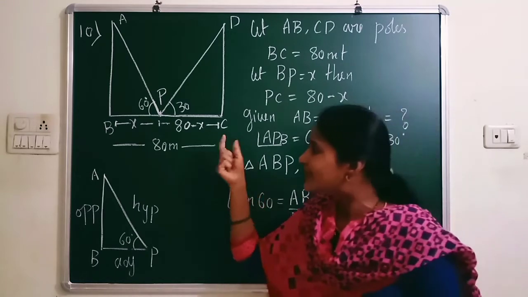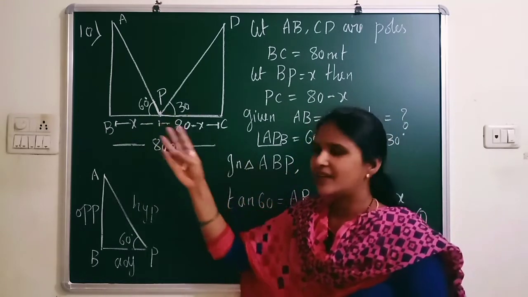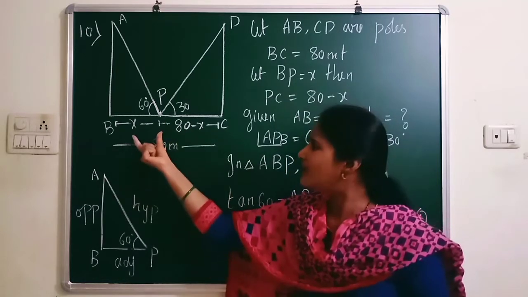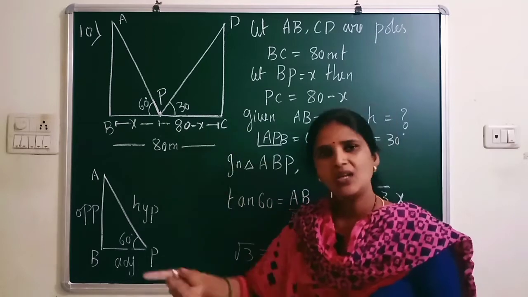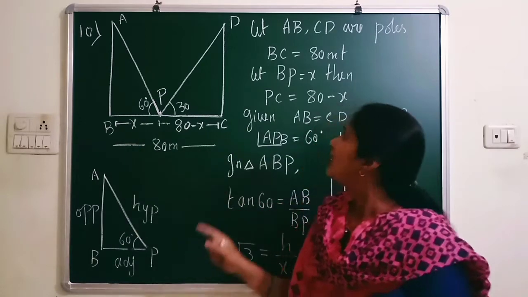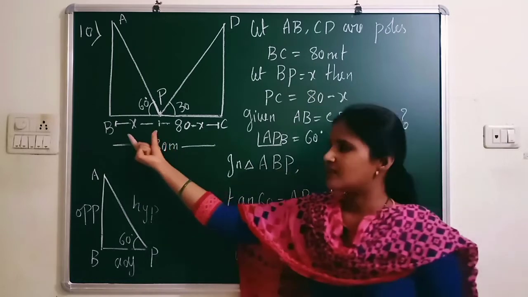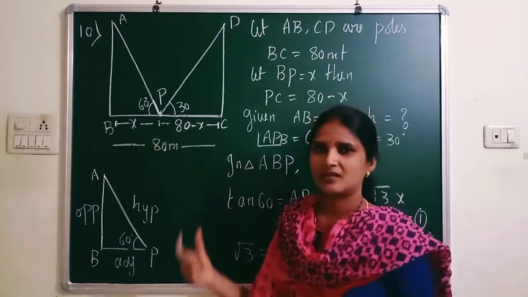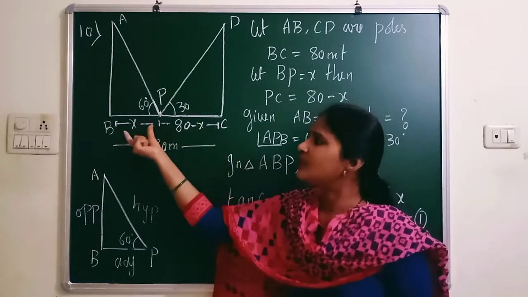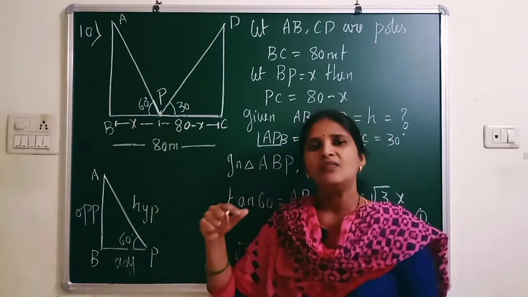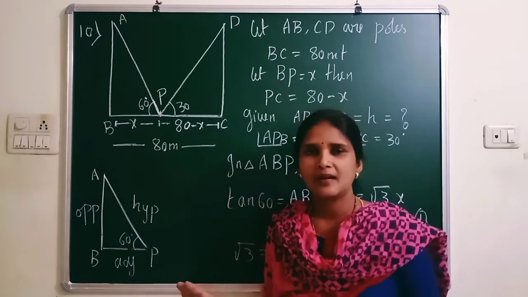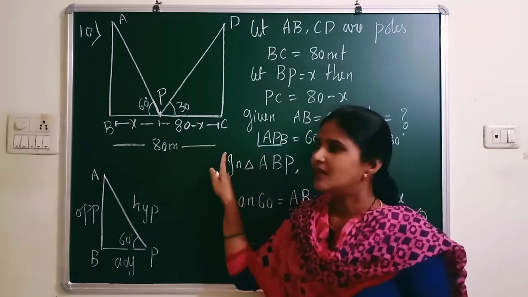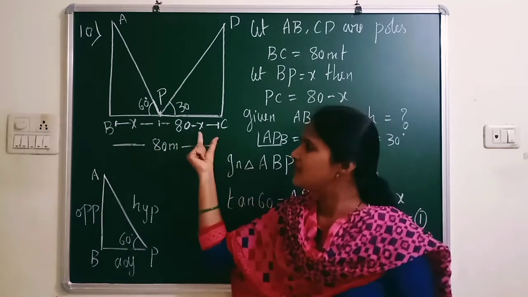Concentrate. Because this full line is divided into two parts, let us consider any one part, that is your wish. Either BP or PC, any one you consider as X. Now, if I consider BP as X, what happens to PC? Automatically, it will become 80 minus X. So if I consider this as X, this will become 80 minus X. You can consider whichever you want as X and you will get the answer correctly. So, BP, let us consider X. Because this full length is 80, this becomes 80 minus X.